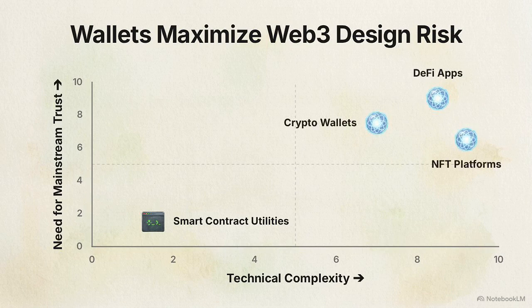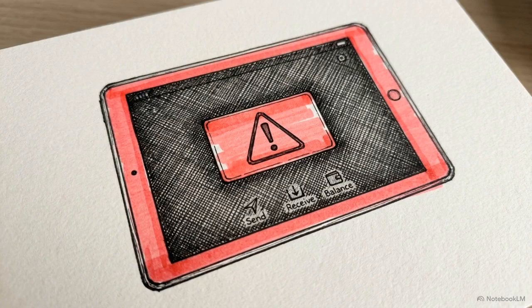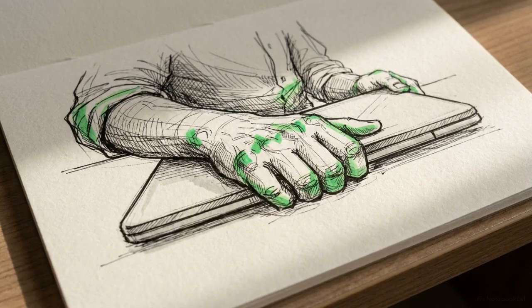Conversely, consumer-facing decentralized finance apps, crypto wallets, and enterprise NFT platforms land in the top right quadrant. Applications operating in this high-complexity, high-trust zone face a zero-tolerance environment for UX errors. If a mainstream user feels a lack of control or transparency for even a second, they abandon the platform.